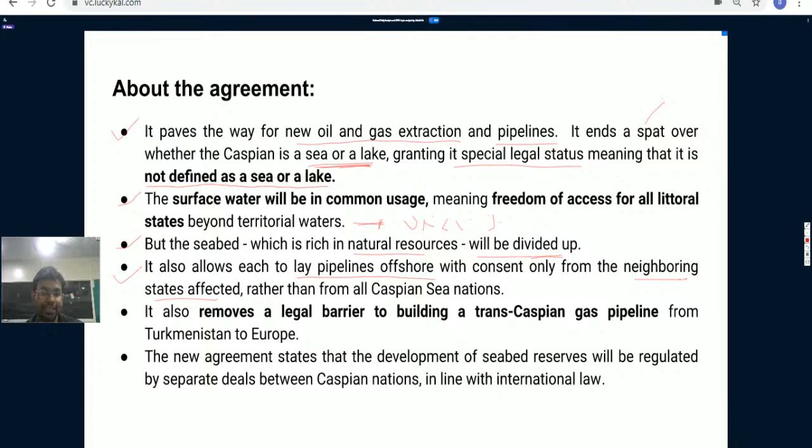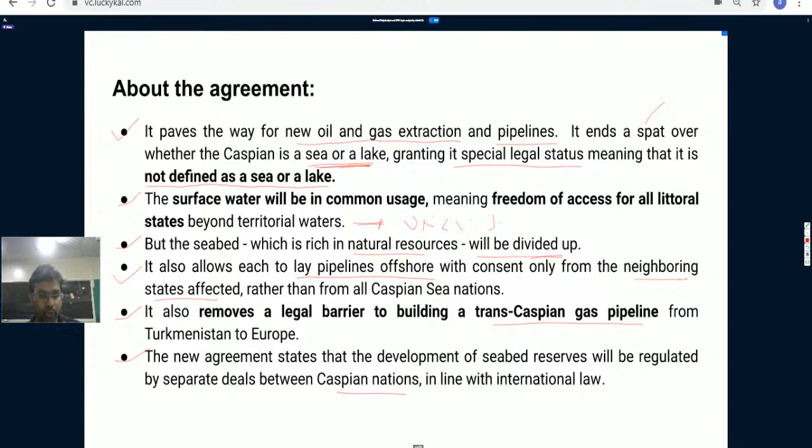Let's consider, Azerbaijan wants to lay some pipeline, it will consult with Iran and it will consult with Russia, because Russia and Iran have a border with Azerbaijan. It also removes a legal barrier to building a trans-Caspian gas pipeline from Turkmenistan to Europe. The new agreement states that the development of seabed reserves will be regulated by separate deals between the Caspian nations in line with international law. So this is all about this particular topic.